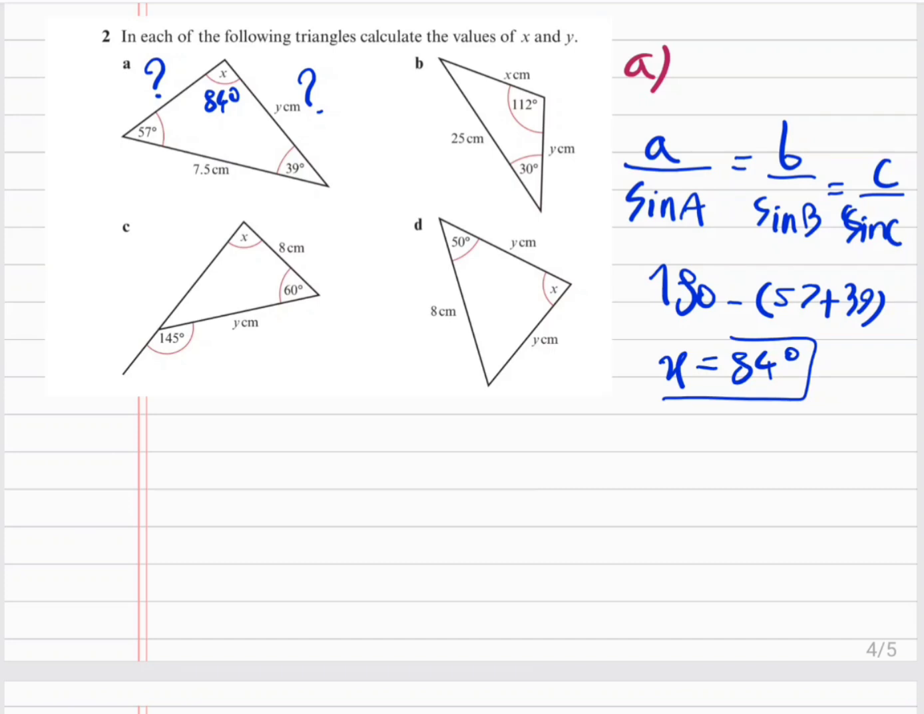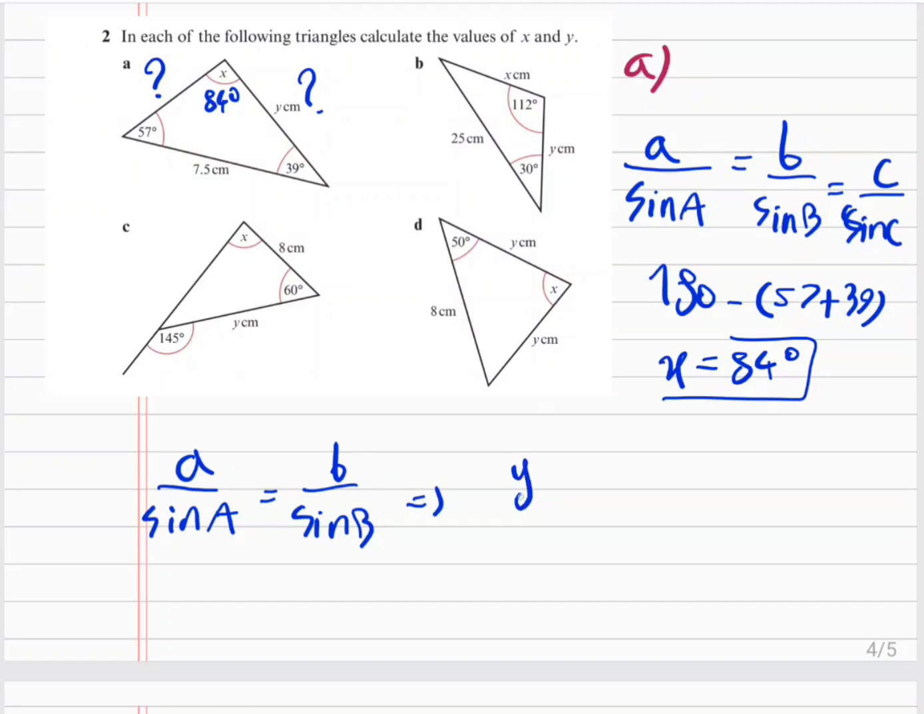That's because this side length is unknown, but we have the angle opposite to it, so that's one pair. Then we need another pair where both components are known. So remember, one thing is unknown, but you want the other three things to be known so that you can form an equation. The next pair is here: the angle of 84 degrees is opposite to this side length, which is 7.5 centimeters. We can't use this other pair because we don't know this side length. So now we simply use a over sine A is equal to b over sine B.